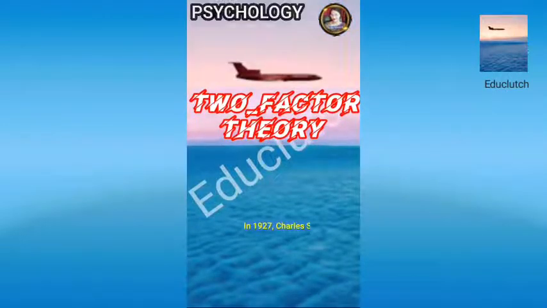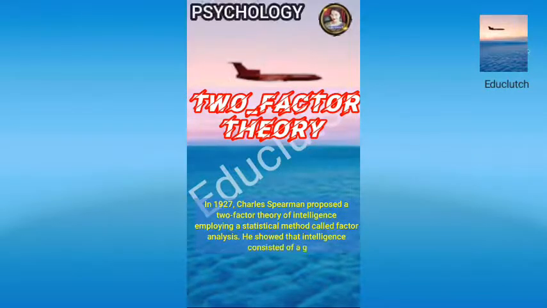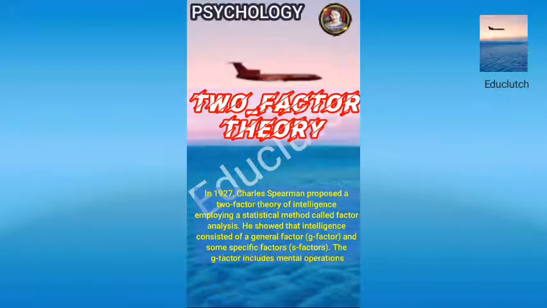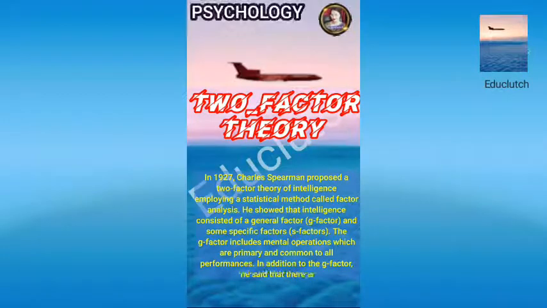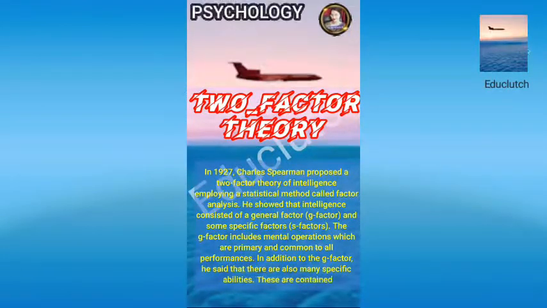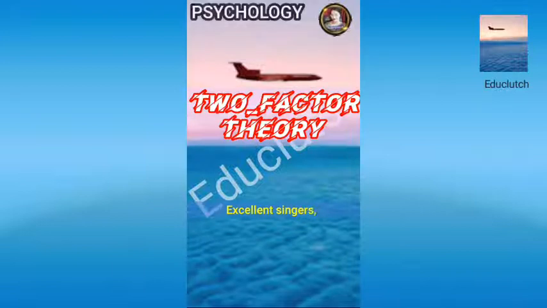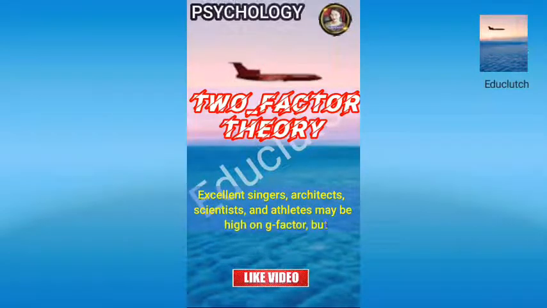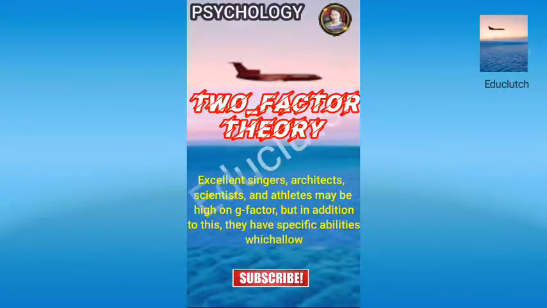In 1927, Charles Spearman proposed two-factor theory of intelligence, employing a statistical method called factor analysis. He showed that intelligence consisted of a general factor, that is G factor, and some specific factors, that is S factors. The G factor includes mental operations which are primary and common to all performances. In addition to the G factor, he said that there are also many specific abilities. These are contained in what he called the S factor, like excellent singers, architects, scientists, athletes. They may be high on G factor, but in addition to this, they have specific abilities which allow them to excel in their respective domains.